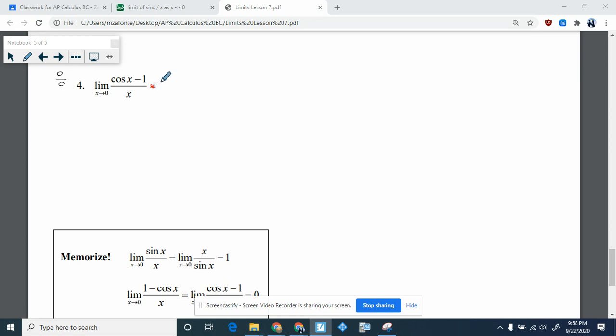So I'm going to multiply the top of this fraction by cosine x plus 1. That would be the conjugate of that numerator over itself. Now, when I say multiply by the conjugate, I'm really multiplying by the conjugate over itself. So I'm really multiplying by 1.